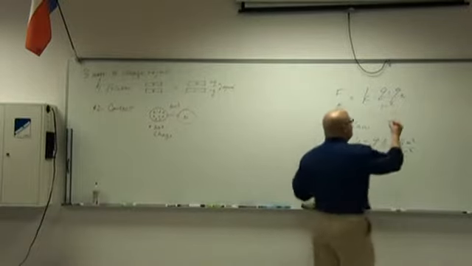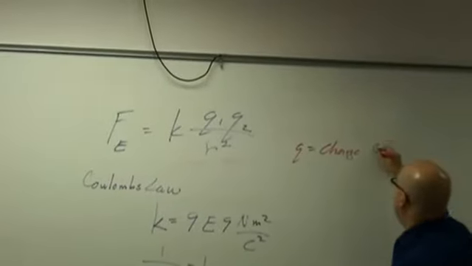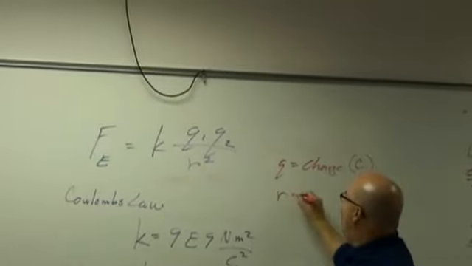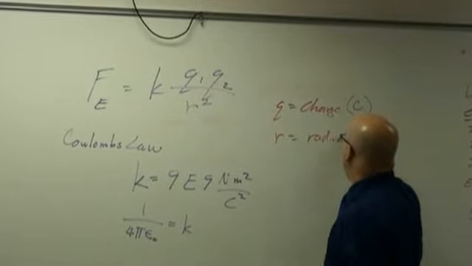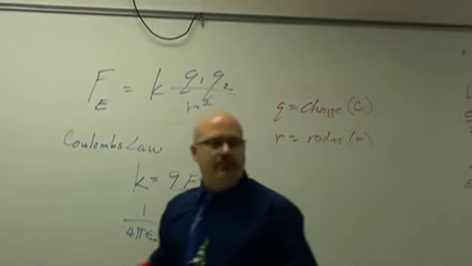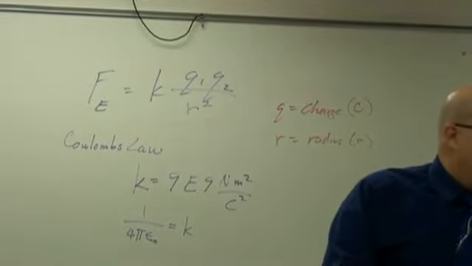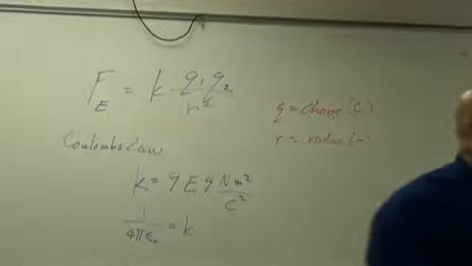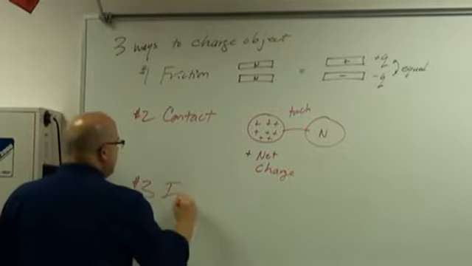Okay, Q is the charge, and the charge must be in coulombs, and R is radius, and it must be in meters. Now that I have told you that, we're going to solve a problem here real quick, but let's go on to what's the third way to charge an object? It's called induction.